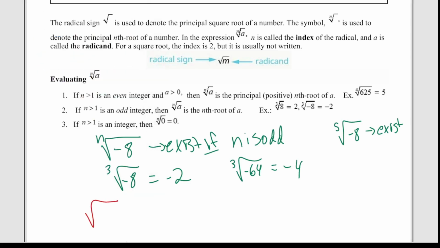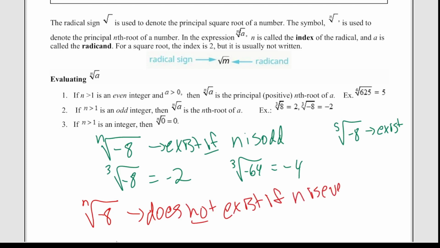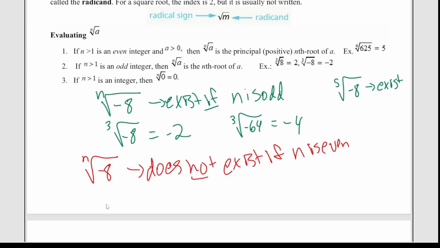Versus if I have some sort of negative underneath an even root, it does not exist if n is even. So in particular, if I had the fourth root of negative 16, that's not going to work because negative 2 times negative 2 times negative 2 times negative 2 gives us positive 16. So that does not exist. So that's always something you want to be careful of.